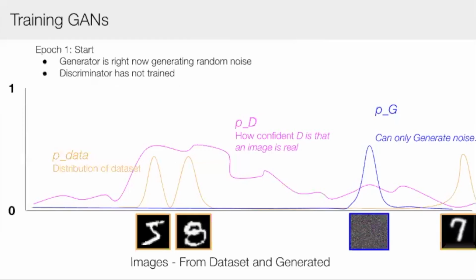Okay, so moving on to actually training it. Again, I have a bunch of the probability distributions here. In orange, we have P data. This is not changing at all. This is just our data set. It doesn't change.